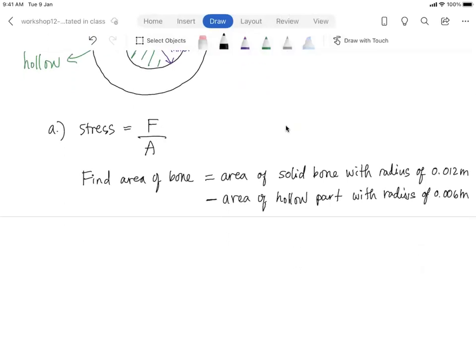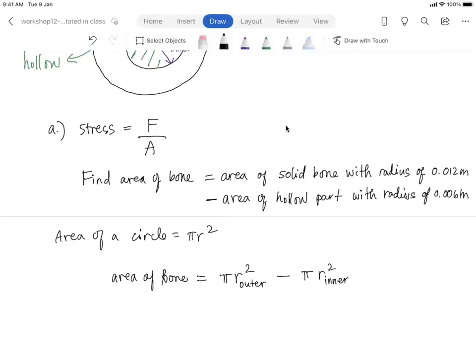Recall the area of a circle is equal to pi r squared. Therefore the area of the solid bone with radius 0.012 meters will be pi r outer squared, the outer radius, and take away the area of the hollow core. So that will be pi r inner radius squared.